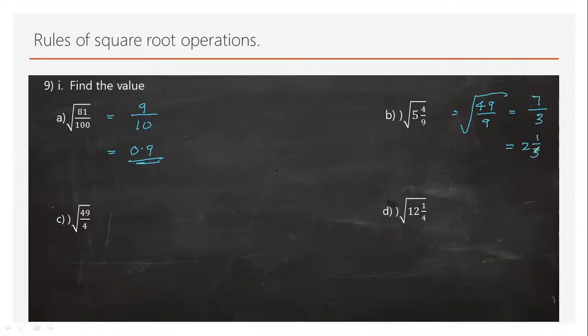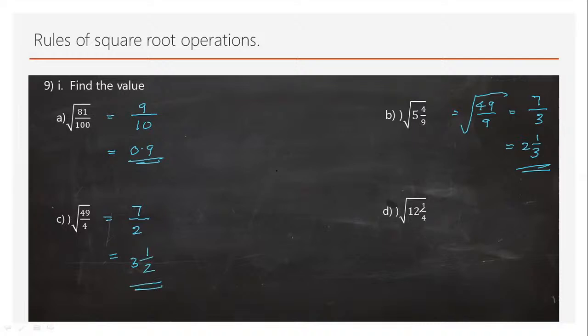Again, we can obtain the same thing. 3 times 2, 6 and 1, 7 over 3. This is the answer. Even this one, look, the square root of 49 is 7, the square root of 4 is 2, 7 divided by 2, that is 3 and a half. See, 3 and a half.